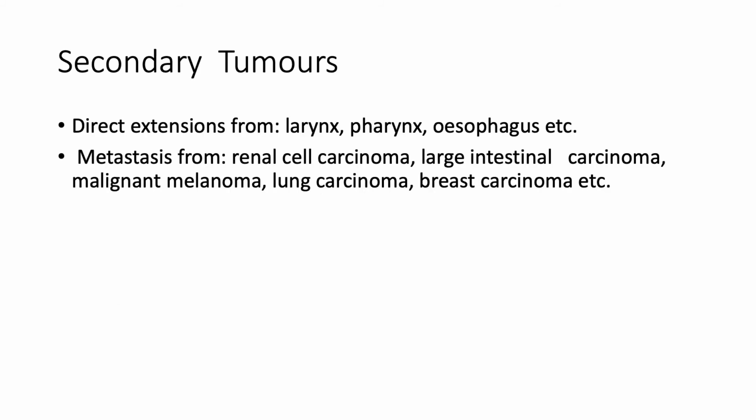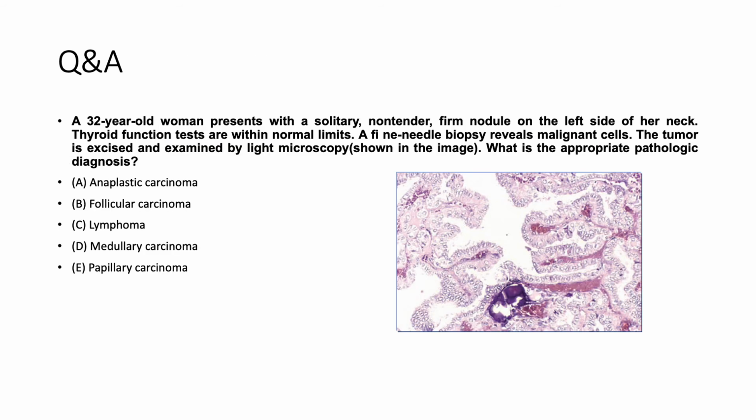Now coming to the secondary tumors of the thyroid. Secondary tumors come from direct extension from neighboring structures like the larynx, pharynx, esophagus, and metastasis from distant organs like kidney, breast, lung, intestine, even skin. All these organs could be a potential source of metastasis to the thyroid. Now let's end this brief presentation with two MCQ discussions.